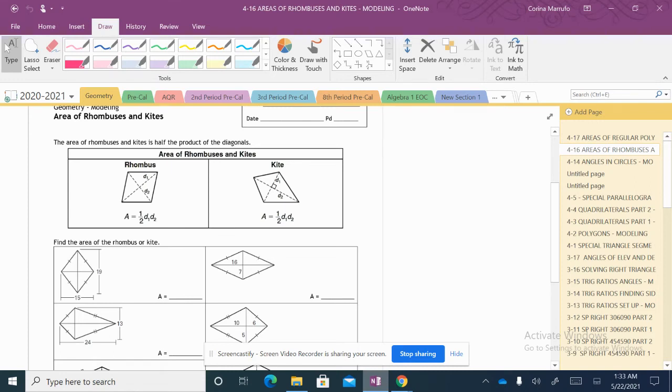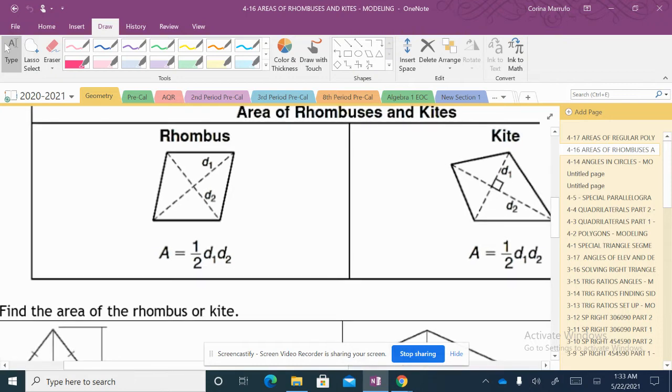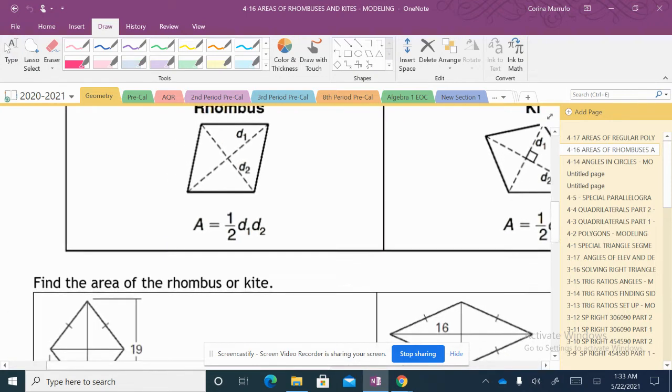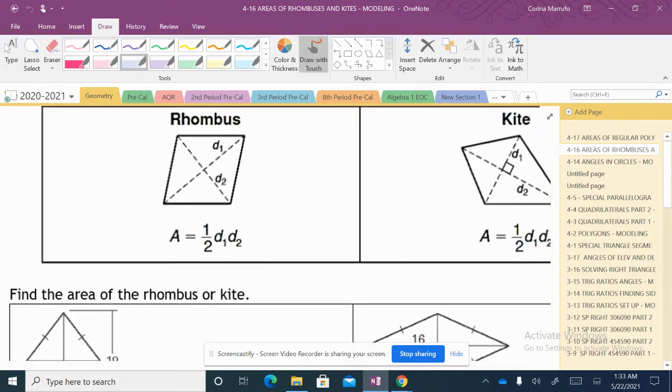Alright, so for our next lesson, we're going to be covering area of rhombuses and kites. A rhombus, remember, is a quadrilateral where all four sides are equal. The way you find the area is you take both of the diagonals, the distance from one end to the opposite end, and you multiply them, okay? Once you multiply them, you take half of that and that'll give you the area.